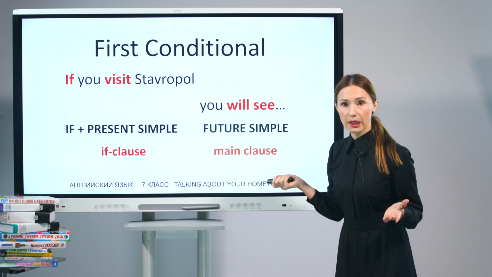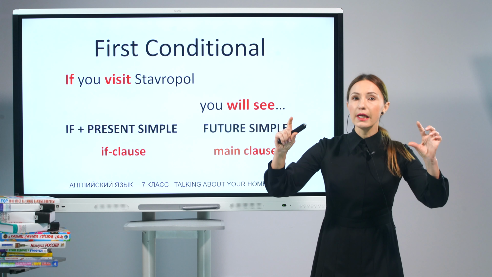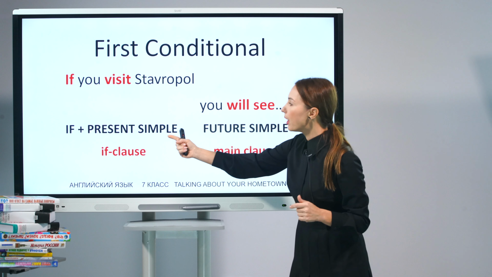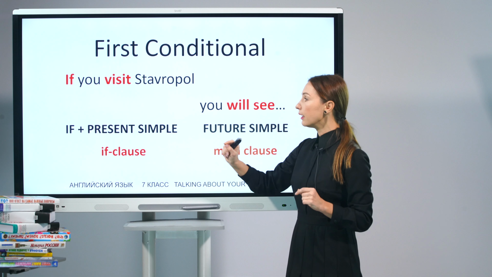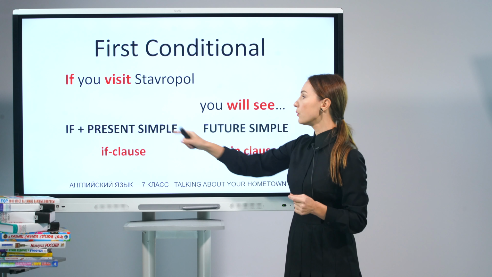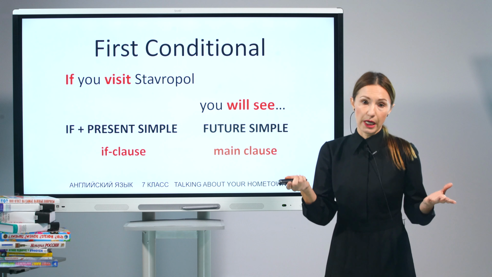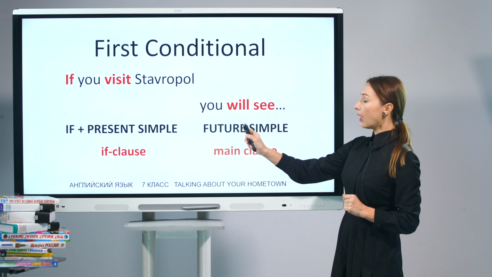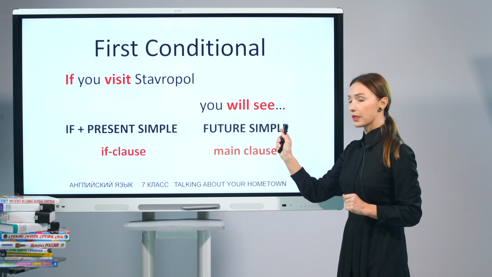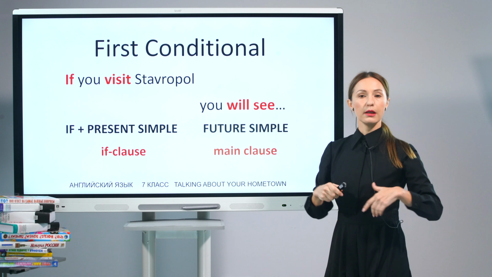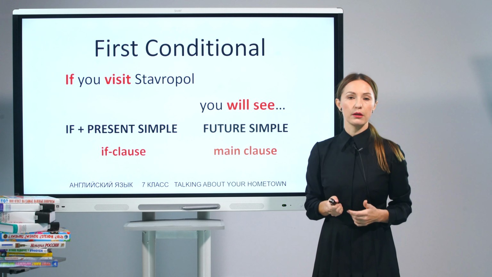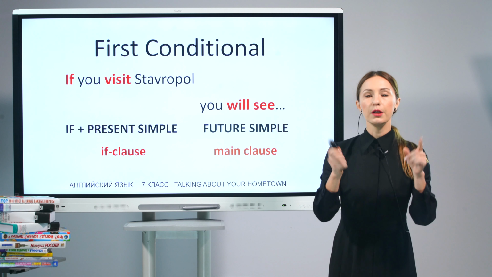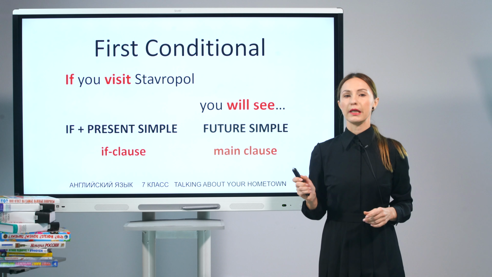How do we use the first conditional? We have one phrase and we have two parts of this phrase. In the first part, after if, I can use present simple. And in the second part, I can use, for example, future simple. And this part is the main clause of the sentence. Is it clear? If you visit Stavropol, you will see a lot of interesting places.